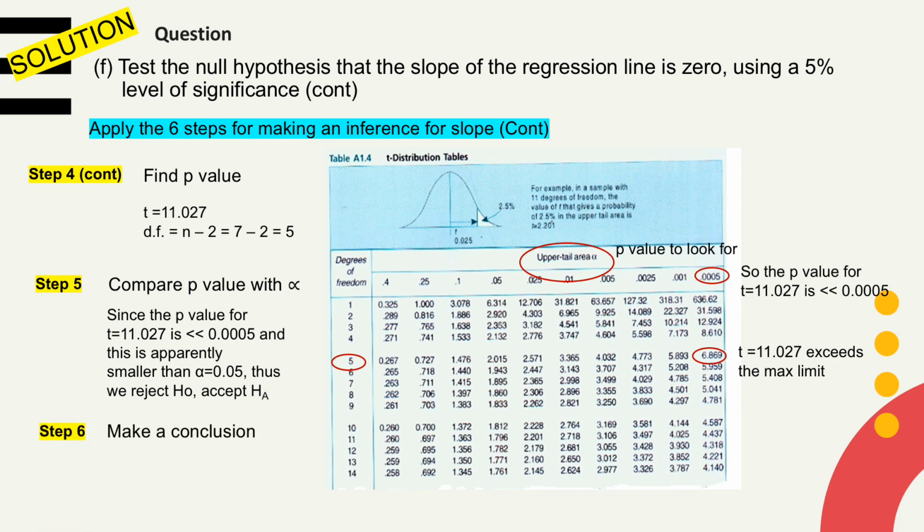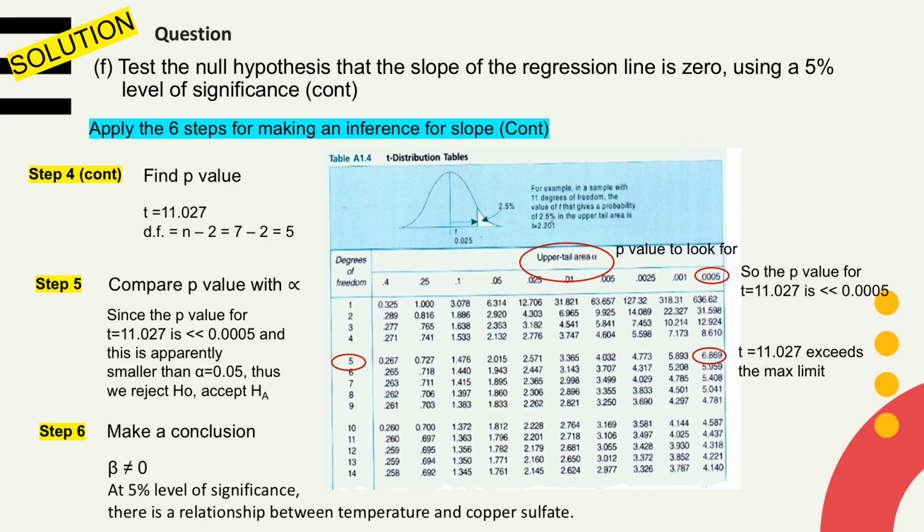In the final step, we have to make a conclusion, and since the alternative hypothesis that we accept states that the beta value is not equal to 0, the conclusion that we can make is that at 5% level of significance, there is a relationship between the temperature and copper sulfate. So that answers the sixth question of this problem.